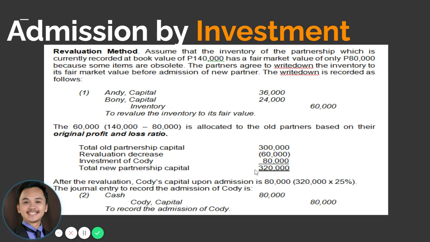To compute for the new partnership capital, we have the old partnership capital of 300,000, based on our illustration earlier, minus the revaluation decrease of 60, plus the investment of Cody of 80,000. So we have 320,000, the new partnership capital. Then to recognize the capital of Cody, we just multiply 25% by 320,000. So therefore, Cody will be receiving 80,000 capital interest in the partnership by investing cash of 80,000 as well.